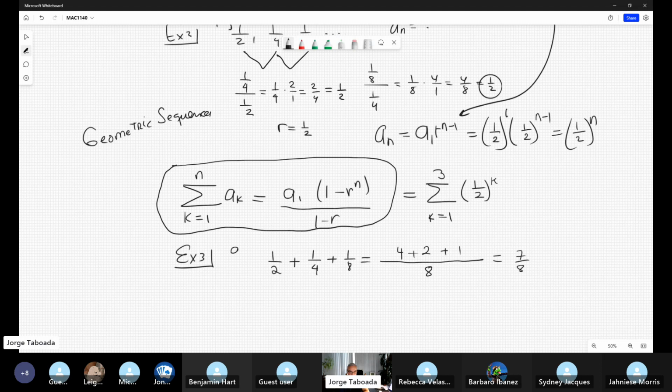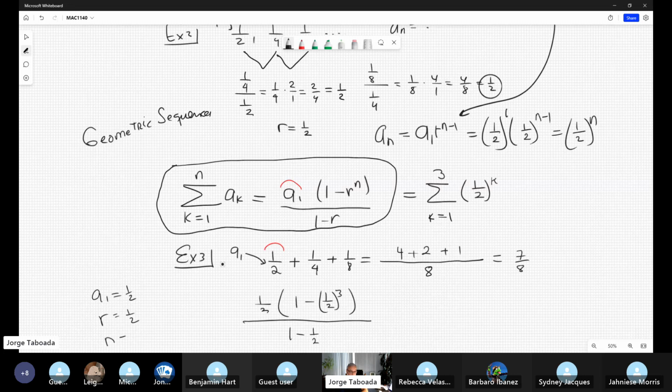So what is the first guy in the sequence? 1/2. So the formula says 1/2. I try the formula here. 1/2, parenthesis, 1 minus the common ratio, which is again 1/2, so 1/2 raised to the n power. The n is 3 in our example, close the parenthesis, divided by 1 minus 1/2, because the common ratio r is 1/2. So in our example, a1 is 1/2, the common ratio r is 1/2 again, it's a coincidence, and n is 3.